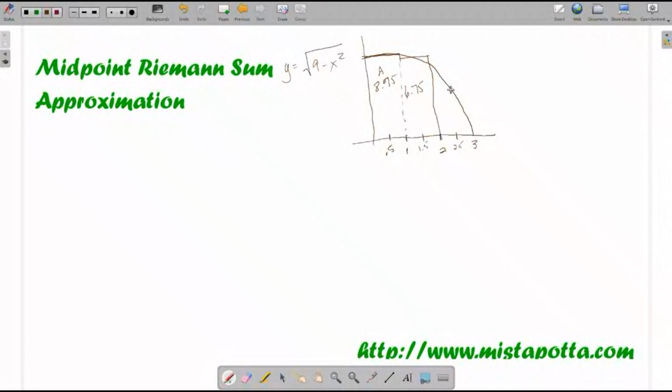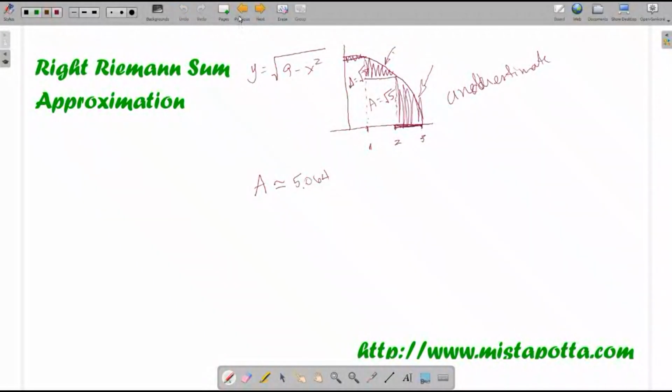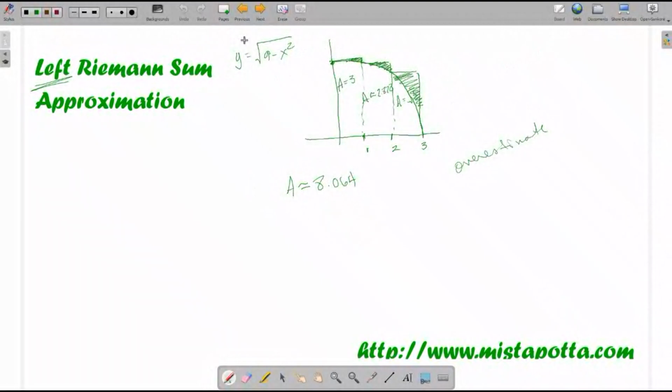And when I look at this from 2 to 3, I'm going to take a look at 2.5. And my area is going to be determined by this height. And so if I take 9 minus 6.25, I've got 2.75. So the area of this rectangle is radical 8.75, radical 6.75, and radical 2.75. And so my total area in this situation is approximately 7.214. Now keep in mind that this lies between my underestimate of 5.064 and my overestimate of 8.064.